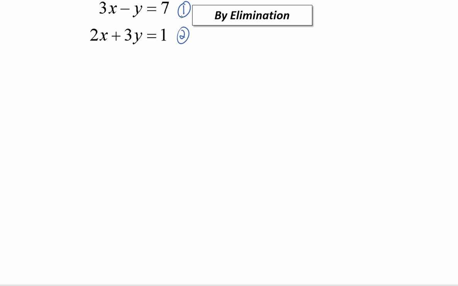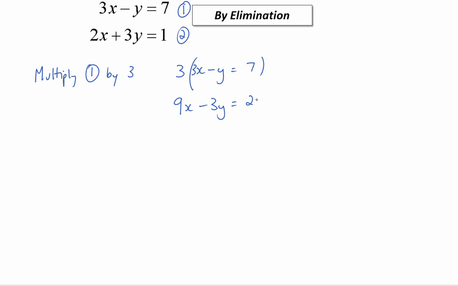So to communicate this, what we want to do is turn this y into 3y. So we have to multiply this whole thing. Okay, so we're going to tell the person that that's what we're doing. We're going to multiply equation 1 by 3. So we have 3, and then we've got our 3x take y equals 7, oops, that's a 3x take y equals 7. We're going to multiply that. So we end up with 9x, the minus 3y, and the 21. This is equation 3.